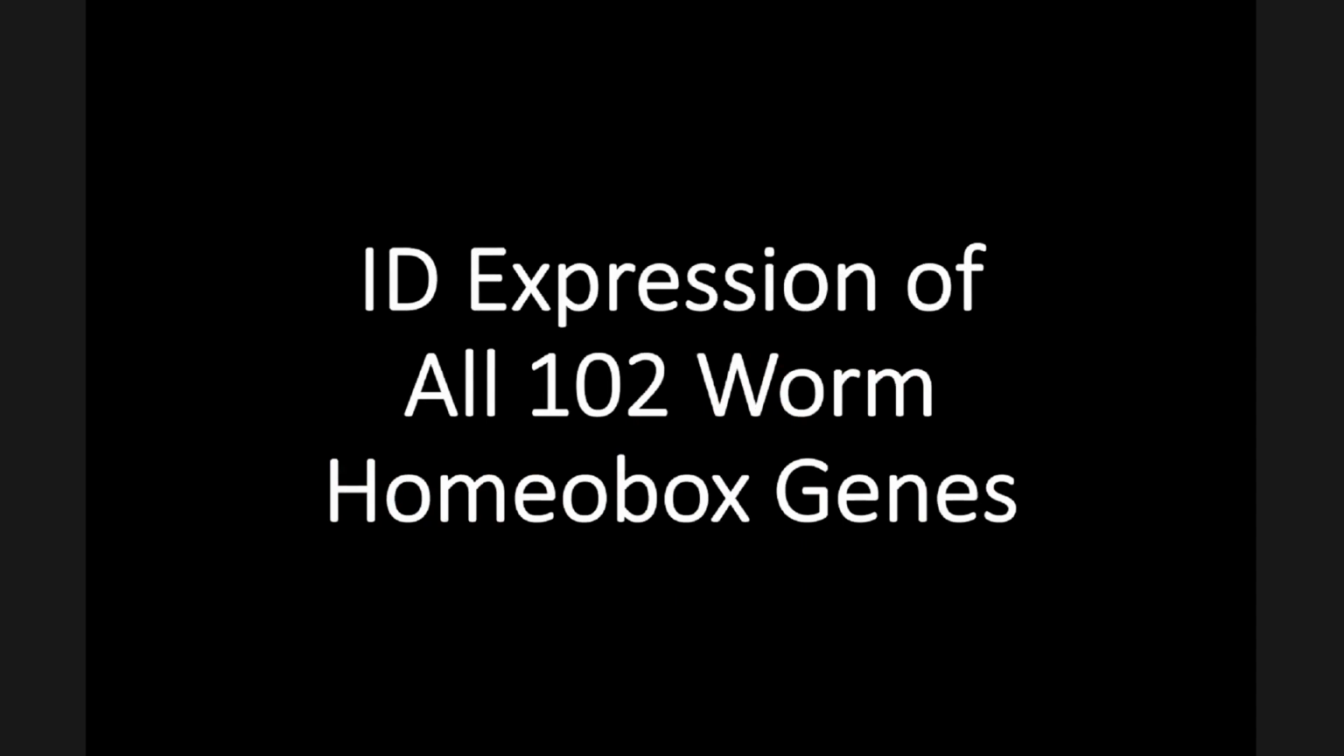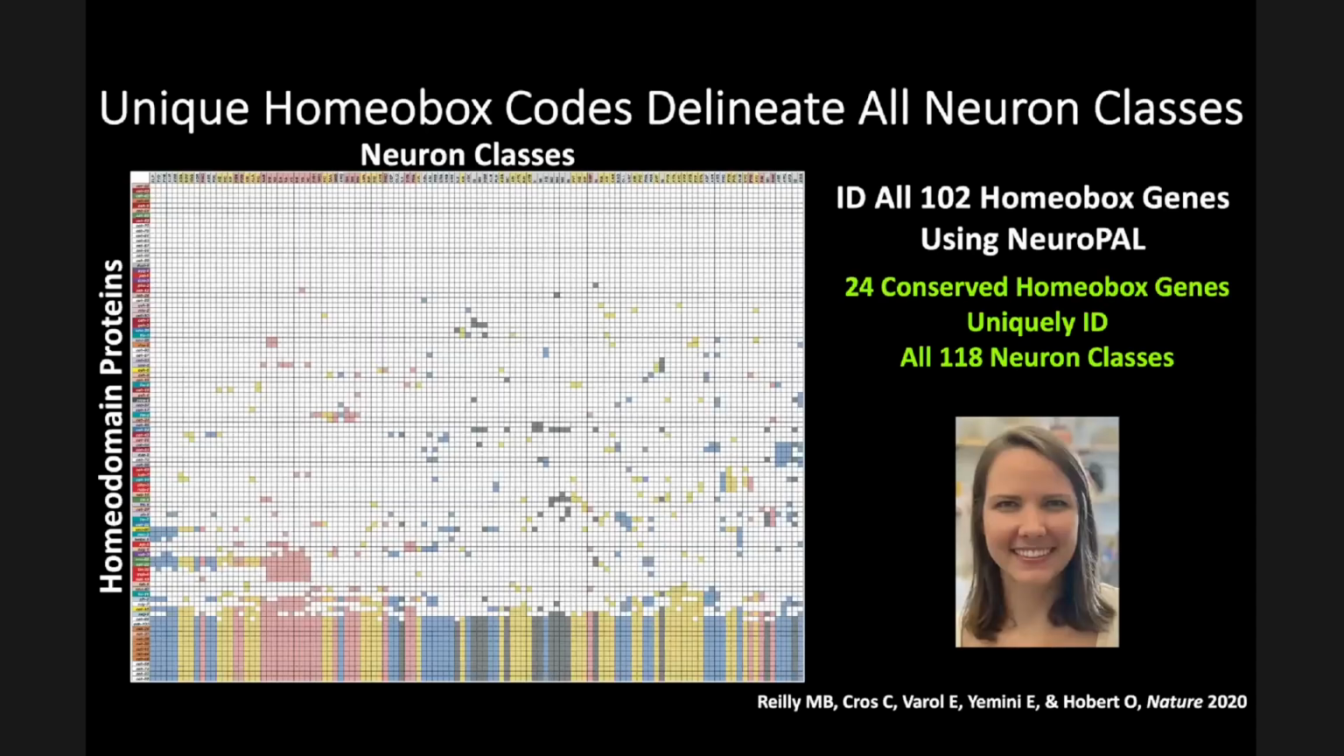The second thing we did is identify the expression of all 102 worm homeobox genes. These are a famous set of genes that are conserved across all animals, and they were discovered because mutations in them lead to extra segments in a variety of animals. So there's some repetition that takes place as a result of mutations in these genes.